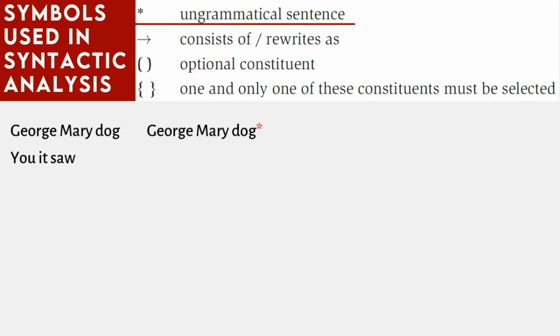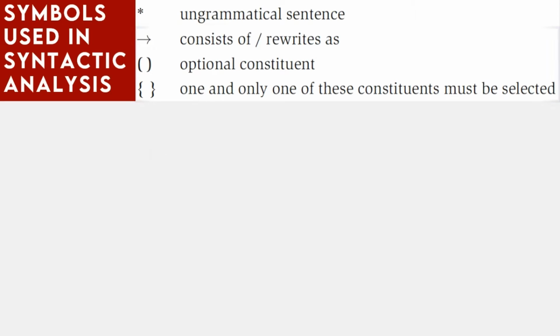Now, let's continue. Yuri saw. Yuri saw has a verb, but is the rest correct? It is not. For that reason, we consider this an ungrammatical sentence, and we mark it with an asterisk. Both of them are ungrammatical, and for that reason, we don't need to analyze them, because syntax analysis begins only with grammatical sentences. We don't need to check these sentences. Now, let's continue with the next topic.